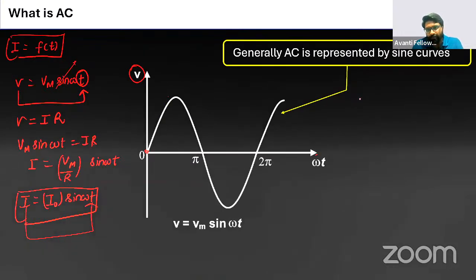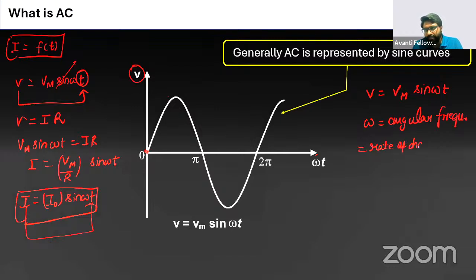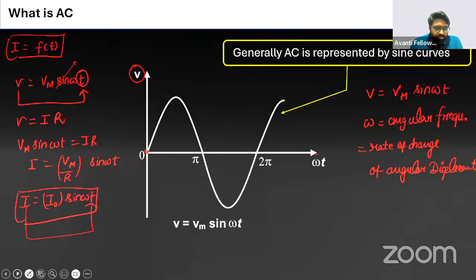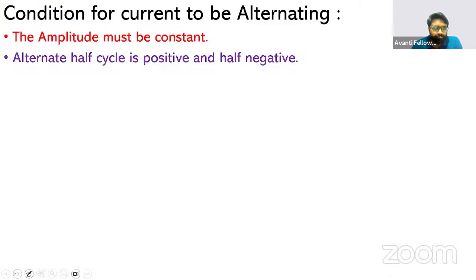So I'm writing it here that for V is equal to Vm sine omega t, omega here is the angular frequency, which is nothing but the rate of change of this angular displacement. Angular displacement. ओके, मेंशन कर लेना.